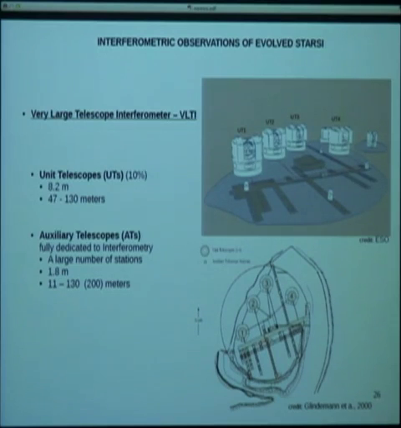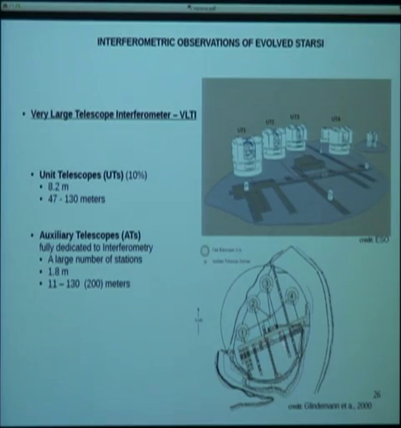There are the smaller telescopes, the ATs, which are fully dedicated to interferometry. The big telescopes are, of course, used for different science, and for interferometry only 10% of the time is dedicated, because, of course, it's extremely expensive. But the small telescopes are fully dedicated to interferometry, and for our purposes, we are using mainly the AT telescopes. And there is a large number of stations.